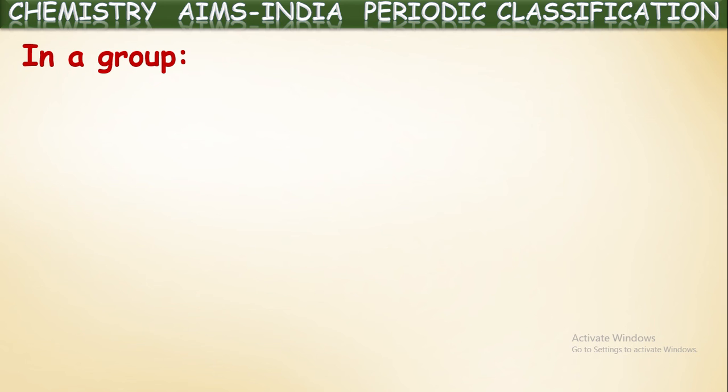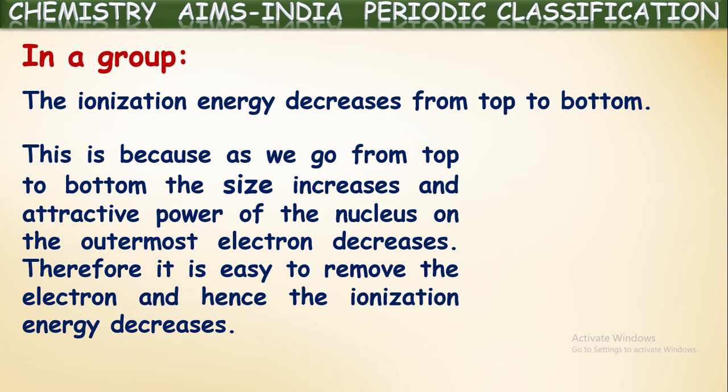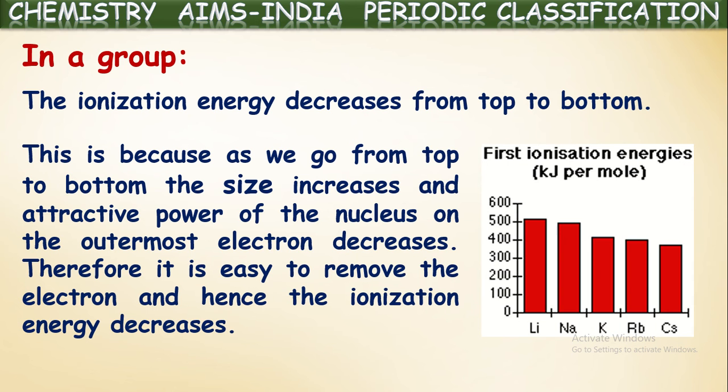Now let us see how it varies in a group. The ionization energy decreases from top to bottom in a group. This is because as we go from top to bottom in a group, the size of the atoms gradually increases, and hence the attractive power of the nucleus on the outermost electron decreases. Therefore, it is easy to remove the electron, and hence the ionization potential decreases. For example, the first group elements are mentioned here with their ionization energies. From lithium to cesium, that is lithium, sodium, potassium, rubidium, cesium, these are first group elements. We call them alkali metals, isn't it?